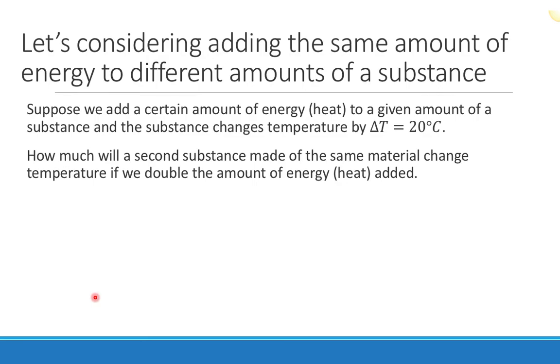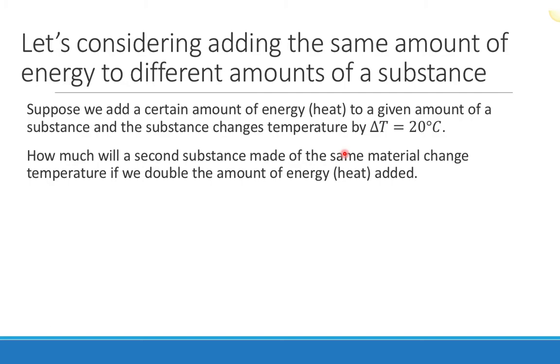So I wanted to consider a couple of different conceptual questions. So let's consider adding the same amount of energy to two different amounts of a substance. So suppose that we add a certain amount of energy to a given amount of a substance, and the substance changes temperature by 20 degrees Celsius. How much will a second substance made of the same material change temperature if we double the amount of heat that's added? So basically, it's like I have water, right?